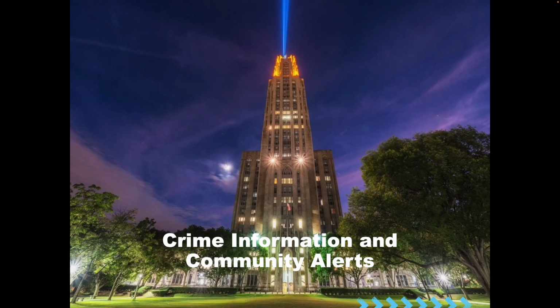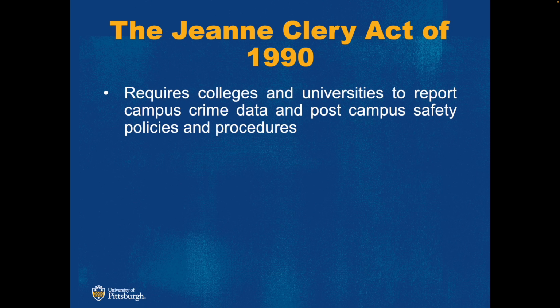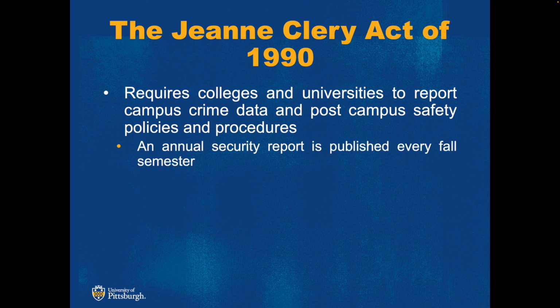In the next section, we'll cover how the university delivers critical public safety warnings to our community. Every college and university is required by federal law to report crime data and make their campus safety policy and procedures available. This data, along with the policies, is published by the university every fall semester.